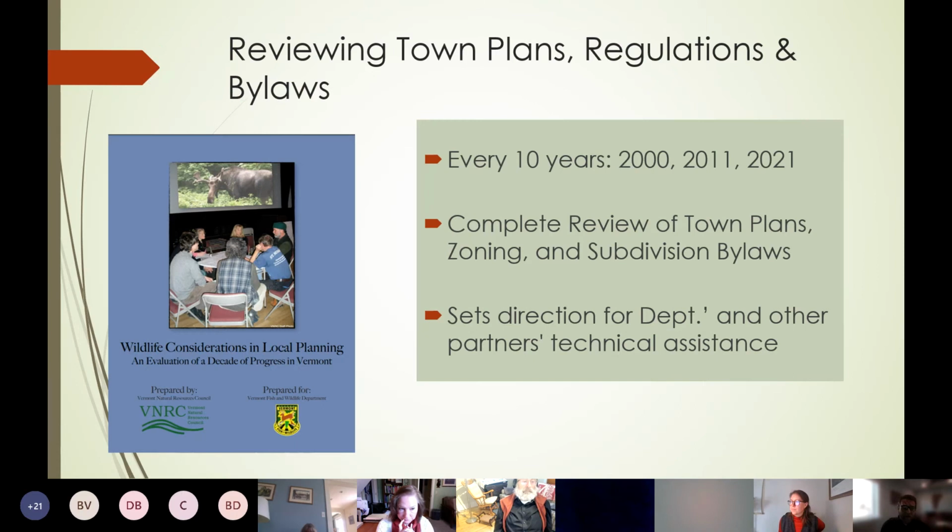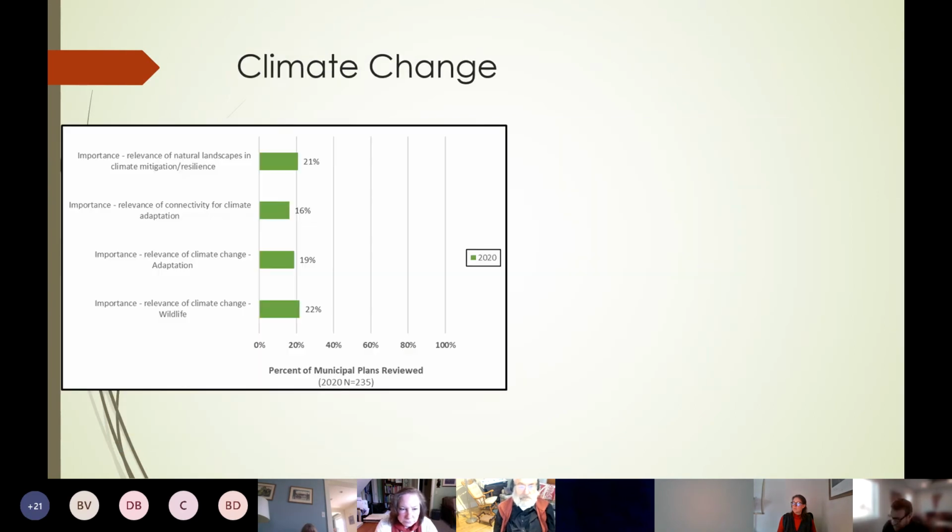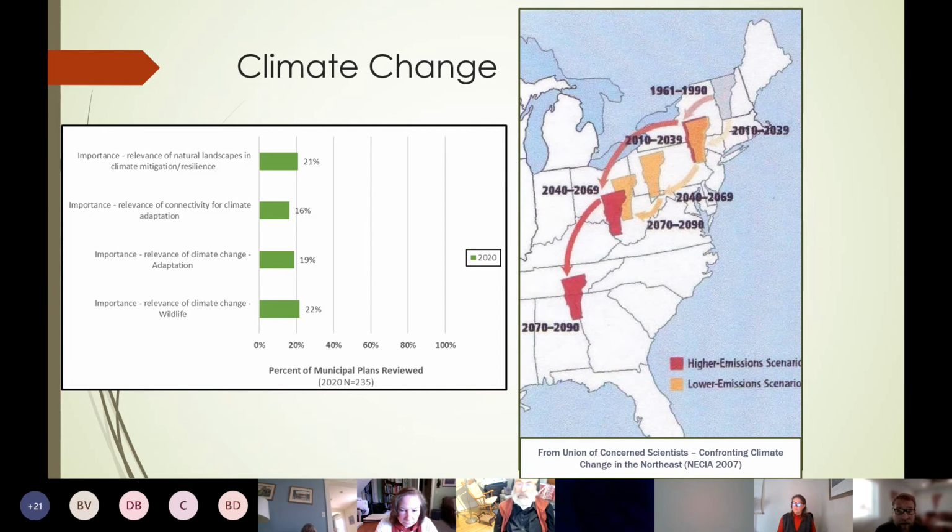Now, the department engages in a review of town plans and regulations every 10 years, and Vermont Natural Resources Council has been an important part of that. In 2010, only 2% of Vermont towns mentioned climate change. And today we're at somewhere around 20% who are recognizing climate change for different reasons.